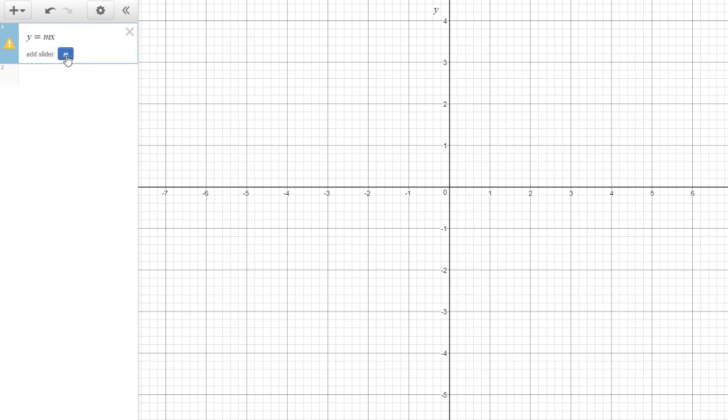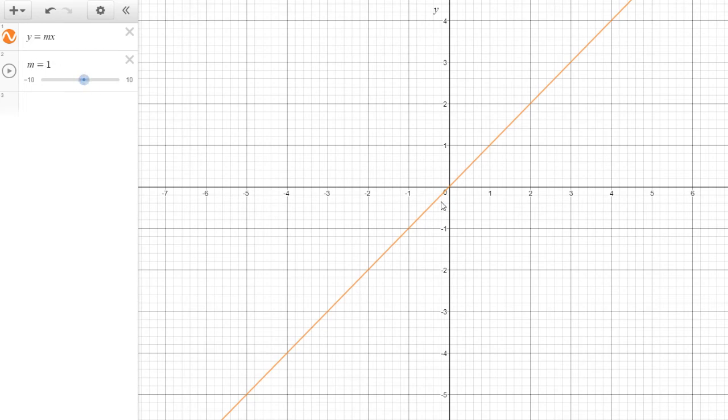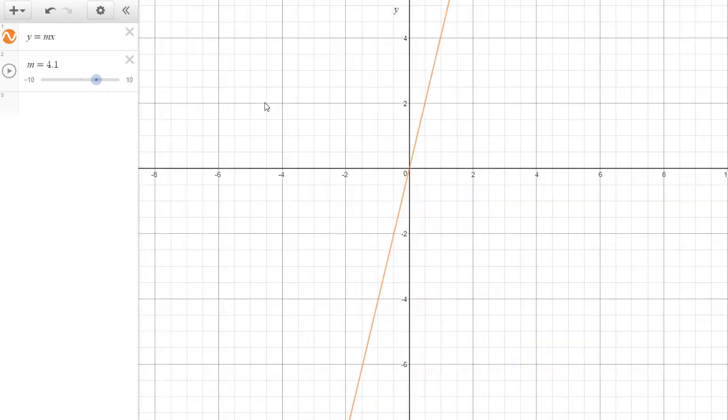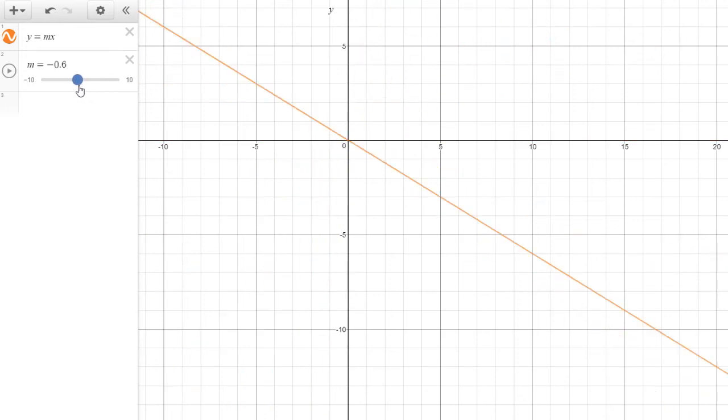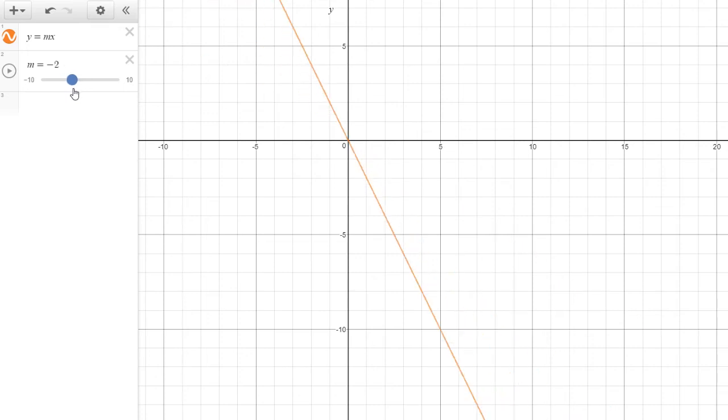Now if you click on this little slider here, it gives you the option to slide this up and down. You can see how the gradient changes. Every line is going to pass through the origin, but the gradient is going to change. So that's gradient 1, you go along 1, up 1, and there's gradient 2, 3, 4, and it would go up to 5, 6, 7, 8, 9, 10, just getting steeper and steeper. And then you can change it the other way around, and when you get down here, the gradient is negative 0.6, say negative 1, 2, 3, 4, it runs like that.